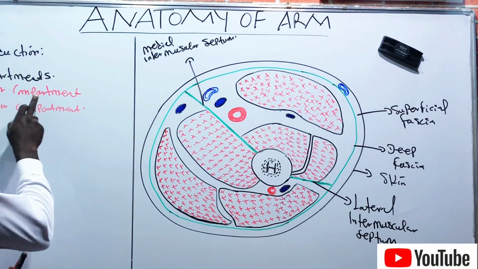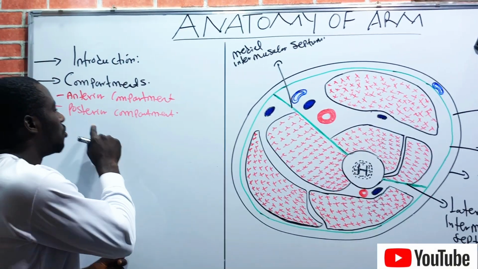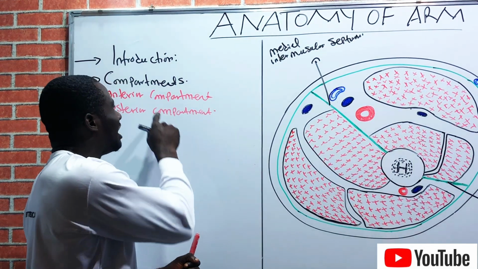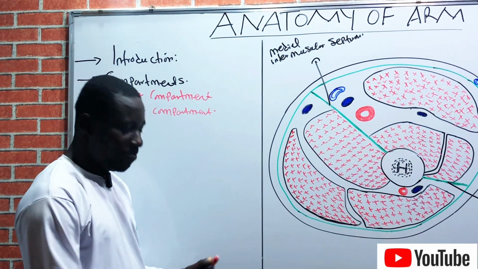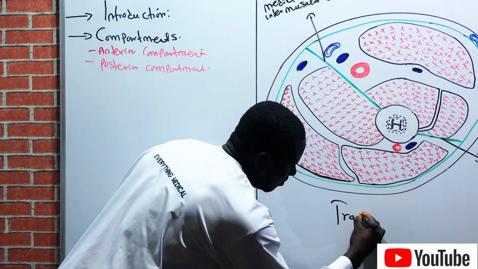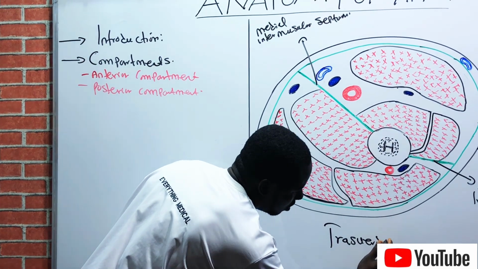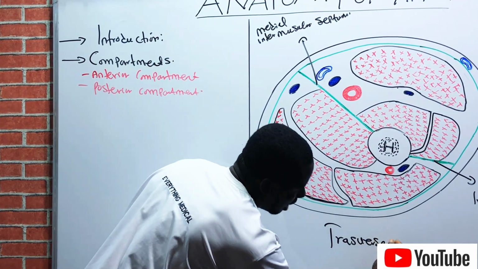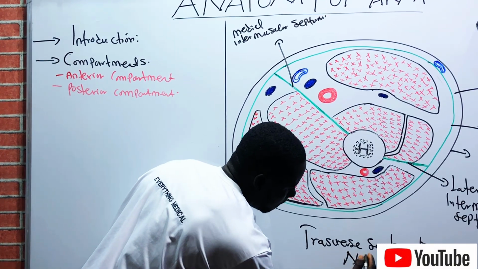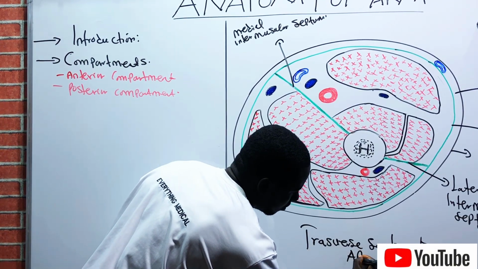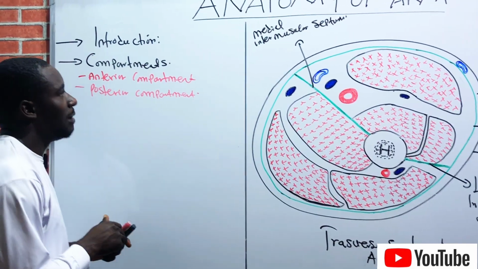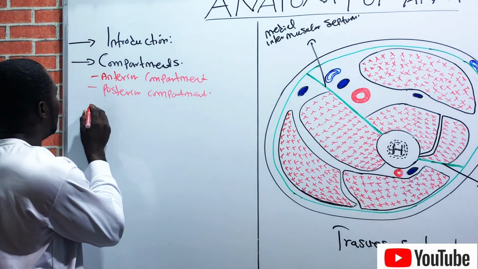So we have the anterior compartment and the posterior compartment. So we are going to be looking into the anterior compartment of the arm. So this is the arm, transverse section of the arm. That's the diagram. Okay, let's look into the anterior compartment of the arm. The anterior compartment.